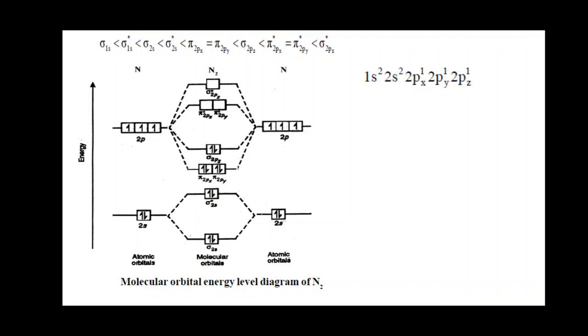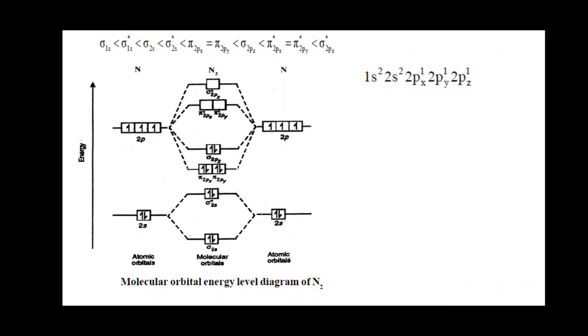Thereafter, at the top I have given the energy level of nitrogen. From bottom to top, how to write it? The molecular orbitals we see in the middle: sigma 2s is less than sigma star 2s, which is less than pi 2px equal to pi 2py. Here the pi orbitals you can get from both 2p atomic orbitals, both are equal, right?